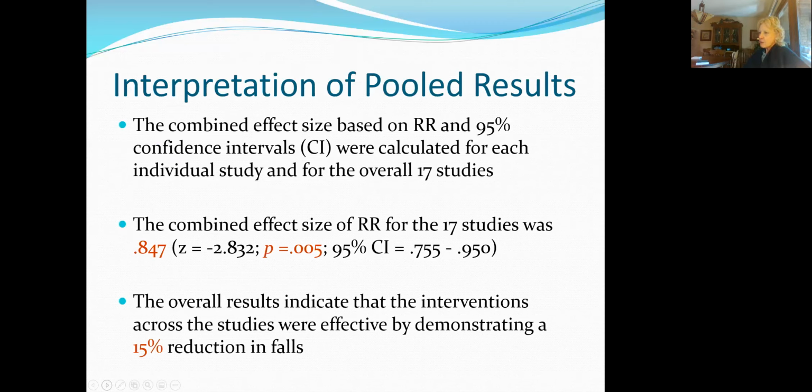The interpretation of your pooled results is important now as you're reading the meta-analysis. You want to know what that combined effect size, based on the risk ratio and the confidence intervals, is, calculated for each individual study and then combined. And the combined effect size of the risk ratio for the 17 studies was 0.847. And that's a p-value of 0.005. And the overall results indicated that the intervention across the studies was effective by demonstrating a 15% reduction in falls. So you've got 17 studies, they agree, it's a strong effect size, and a significant reduction in your falls. So you don't need to do a lot more research in this area.